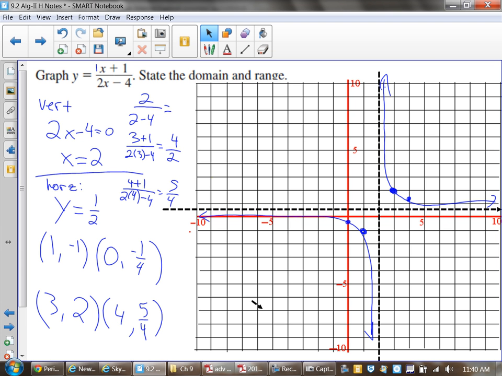Domain, think about it again. Domain is going to be all the values except for your vertical asymptote. So where's your vertical asymptote? 2. So your domain is going to be everything except 2. What about your range?